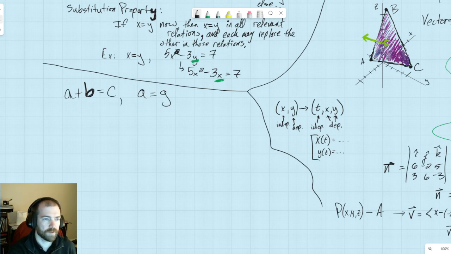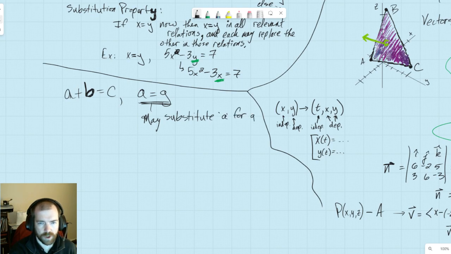So in this particular case, this is saying that if we have a plus b equals c, and also that a equals g, then we are allowed, in this particular case, to substitute a for g, or vice versa. Okay, that's substitution.